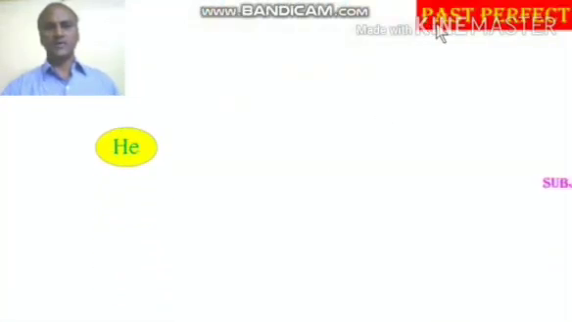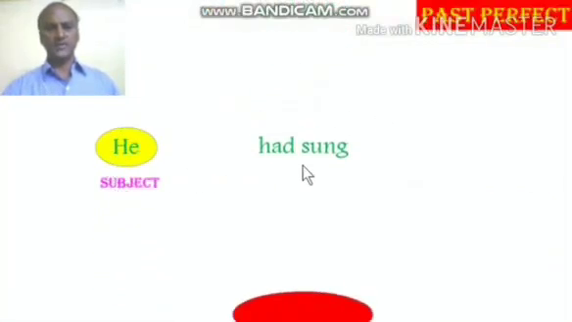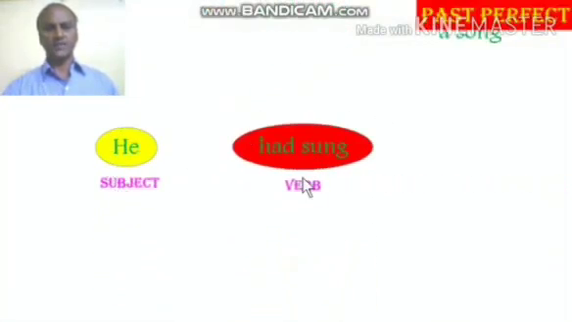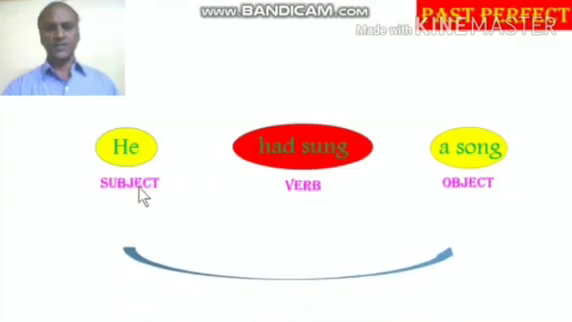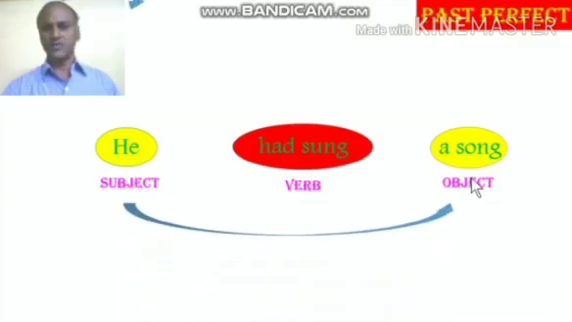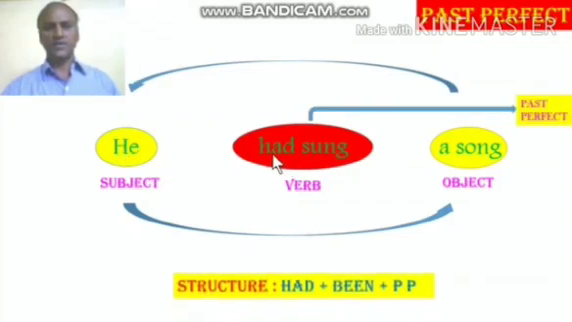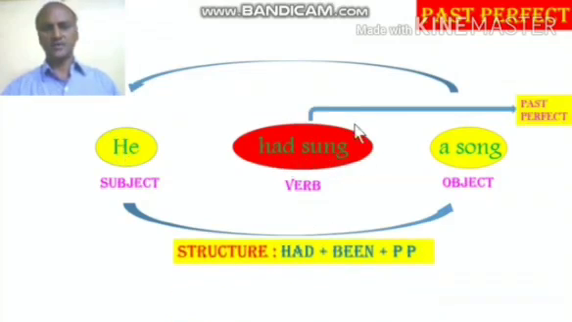Again, another example for past perfect. He is the subject, had sung is the verb, a song is the object. That is the first step: subject, verb and object. Then the second step is to change the positions of subject and object, then object to subject place. Then the third step is to find out the verb had sung is in past perfect form.